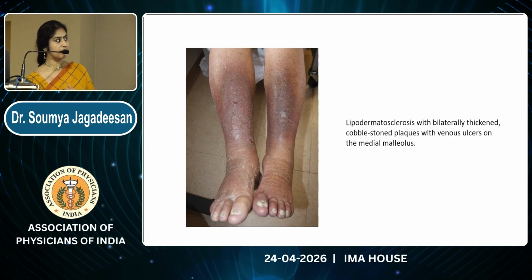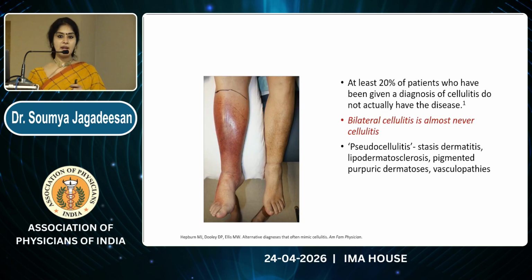You get a typical presentation, which is very common like this. There is panniculitis, there is induration, there can be pain. It can mimic a cellulitis, but this is not cellulitis. You see the cobblestoning, you look at the duration, and the most important thing is bilateral cellulitis is almost never cellulitis. So unnecessary antibiotics should be avoided. And if in doubt, you can always do further investigations.